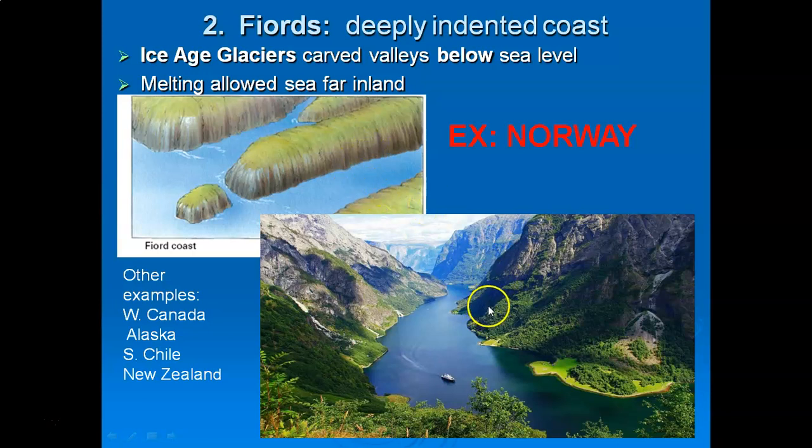Of course, the coast of Norway is the most famous fjorded coastline. But there are other really great examples of fjord coasts all along western Canada, Alaska, southern Chile, and the South Island of New Zealand, which are some other famous places.